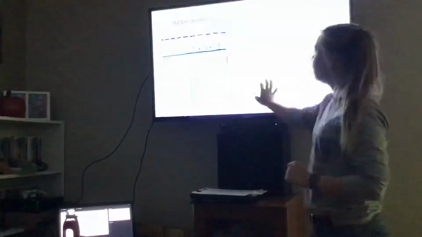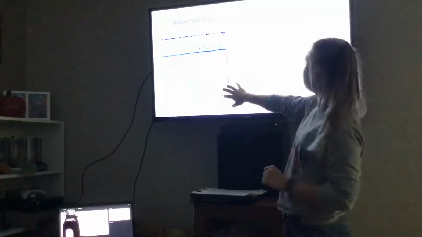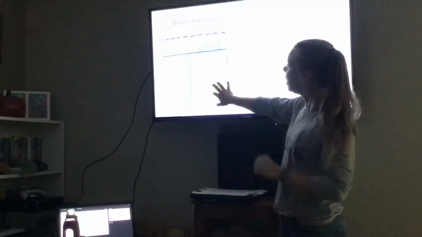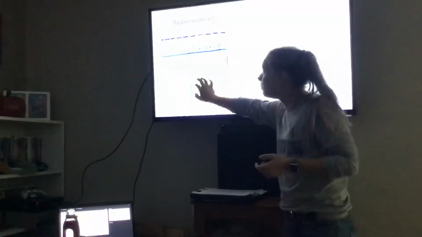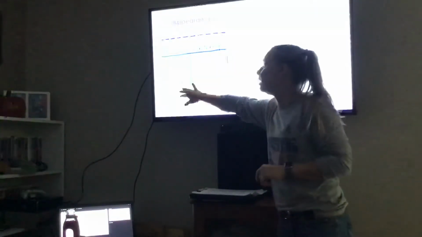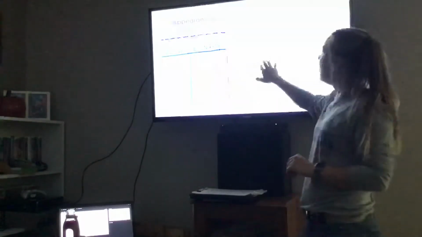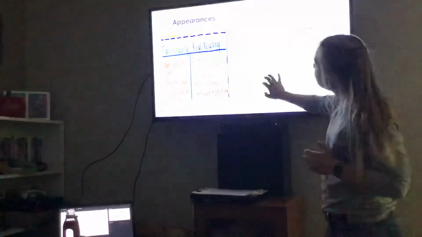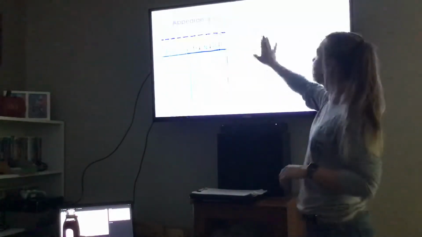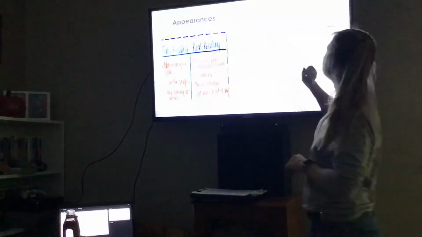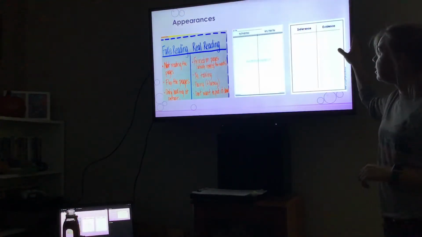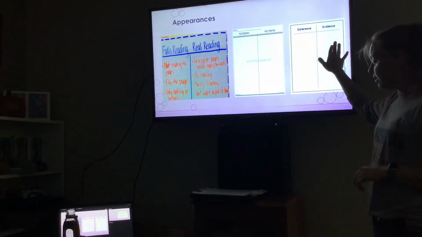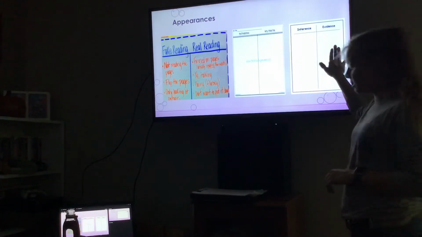Here are just a couple examples of what some T-charts can look like. On the left, we see they're comparing fake reading and real reading. On the middle picture, it says my predictions and why I might think this. And then on the right side, it is inferences and the evidence supporting our inferences.